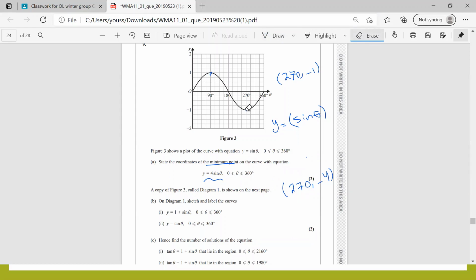Then the rest of the question says that on diagram 1, we need to sketch y equals 1 plus sine theta, and we need to draw y equals tan theta. Here a transformation has happened in part B, y equals 1 plus sine theta. The original function is y equals sine theta, and a number is added outside the function notation, not inside the bracket. So it means this has been translated by 1 unit up. So we will shift this one by 1 unit up. Then we have another graph to do down there.